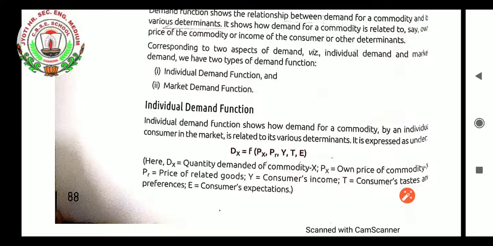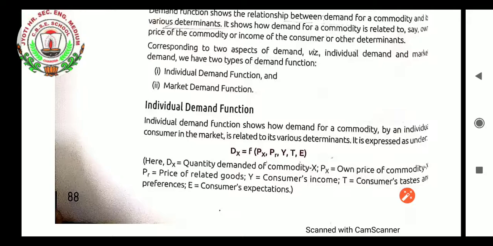The individual demand function shows how demand for a commodity by an individual consumer in the market is related to its various determinants. It is expressed as under: Dx equals f of (Px, Pr, Y, T, E), where Px is the price of commodity x, Pr is the price of related goods, Y is the income, T is the taste of the people, and E is the expectations.